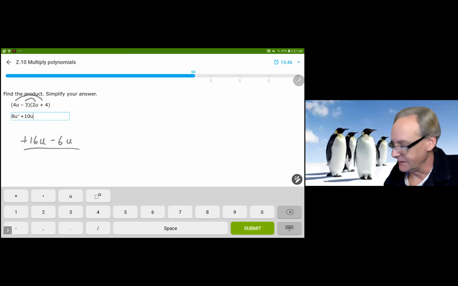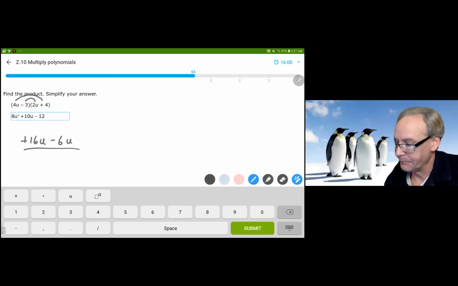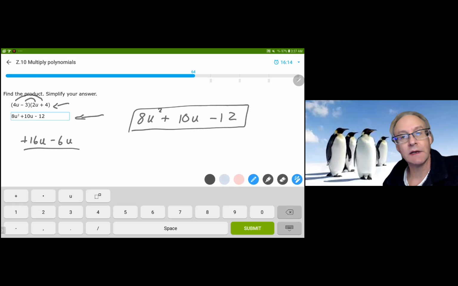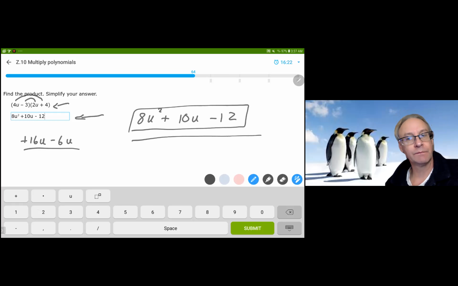Oh, I got to separate these. Sometimes it counts it, sometimes it doesn't. There we go. All right. What's going to happen is you're going to be given this answer right here. They're going to give you this in the next section, 10u minus 12. And they're going to ask you how did you get this from two binomials? And they're going to ask you to factor it.